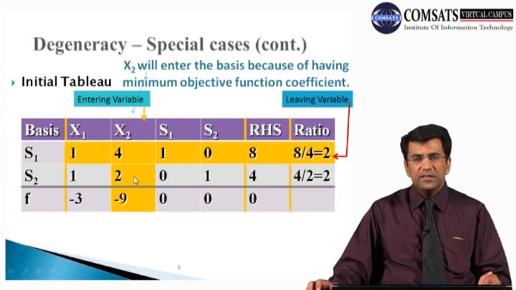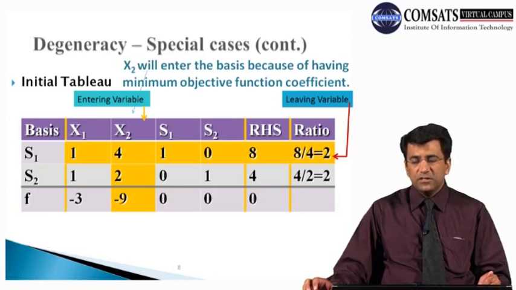Next we'll have to identify the pivot row, and again for computing or identifying the pivot row, we'll have to divide the right hand side values with the respective pivot column values. We'll have two ratios. One ratio is for that S1 row, and the other ratio is for S2 row. Class, in this particular case both ratios are the same, that is we have the ratio values for both of these rows equal to 2.